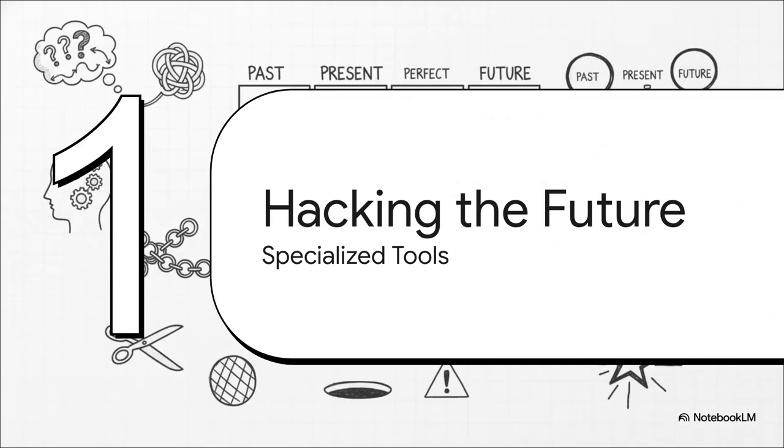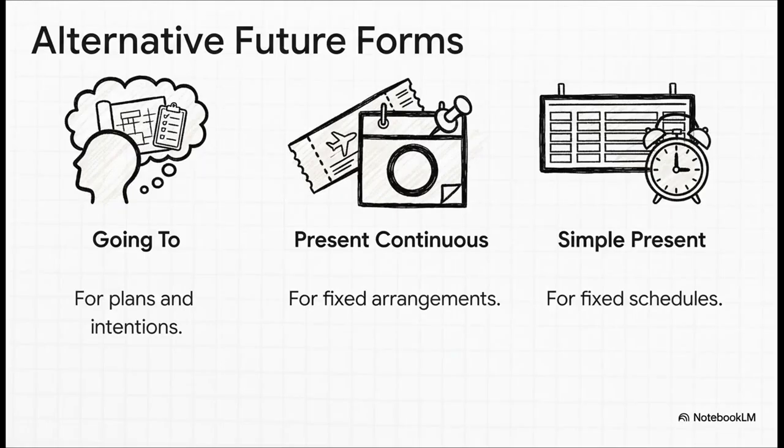Now, this matrix is our foundation, but English also has a few extra tools that let us talk about the future with a little more precision. But don't think of them as more rules to memorize. Think of them as useful little hacks that build on the system we already know. For example, we use be going to when we're talking about plans, like I am going to start my project tomorrow. We use the present continuous for fixed arrangements, like when you've booked a flight. And we even use the good old simple present for fixed schedules, like a train timetable. The train leaves at 8 a.m. Each one just adds another layer of meaning.